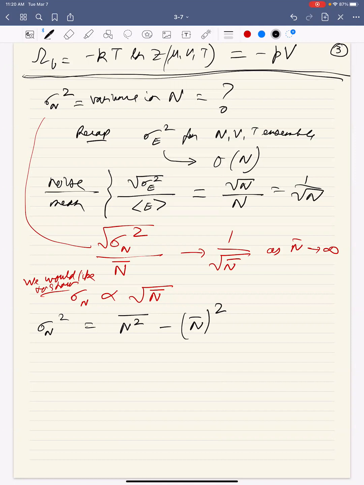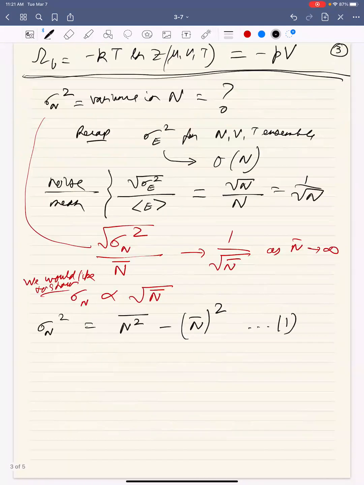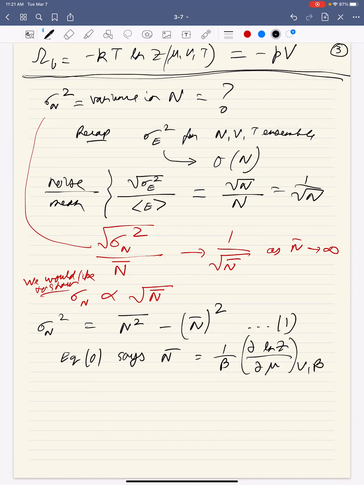So now I need your help. Which of these two terms, let's call it equation number 1, have we already calculated in terms of the partition function? Second one. Which is this equation, right? Let's call it equation number 0. So equation 0 says N bar is equal to 1 over beta, partial ln Z by partial mu at constant volume and beta. We haven't calculated the average of N square, right? We need to calculate the average of N square.